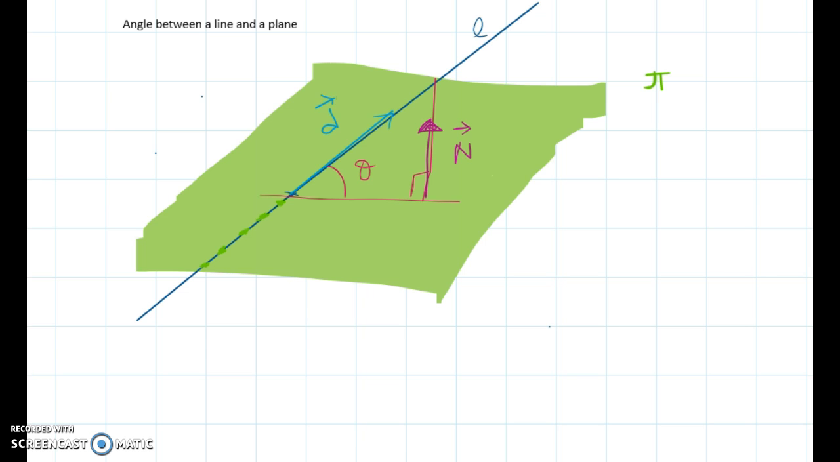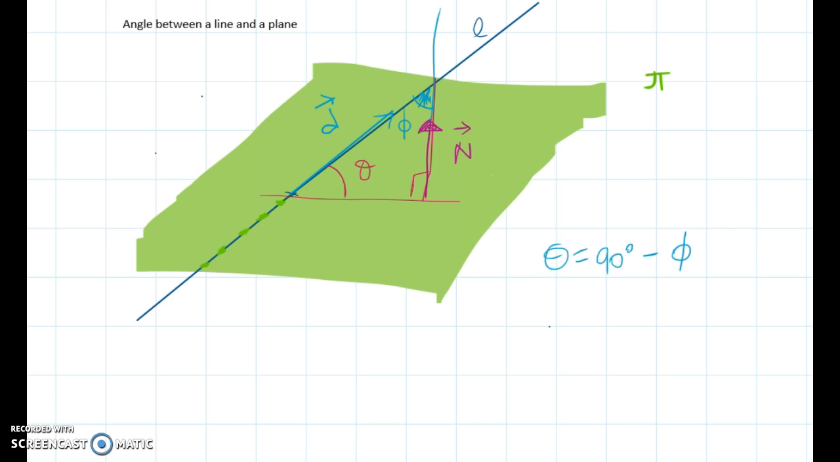So if I continue the perpendicular line of the normal vector, we see that this angle I'm drawing with sky blue and calling phi is easy to find, because it is the angle between the vector N and the vector D. And if we are able to find phi, then we can find theta, the angle between the line and the plane, because theta is 90 degrees minus phi.